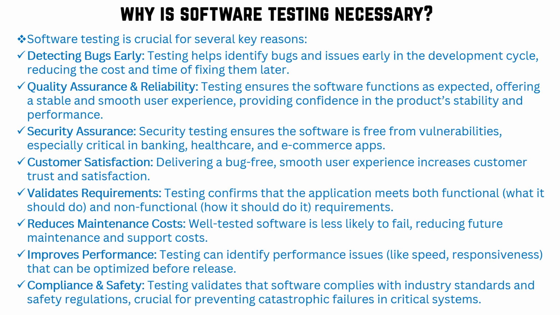Testing will help identify bugs and issues early in the development cycle. In case you are able to identify the bug at the earliest, it will reduce the cost and time of fixing them instead of identifying them at a later phase. Then quality assurance and reliability. Testing ensures the software functions as expected, offering a stable and smooth user experience, providing confidence in the product stability and the performance. So this is the key objective of quality assurance and reliability.